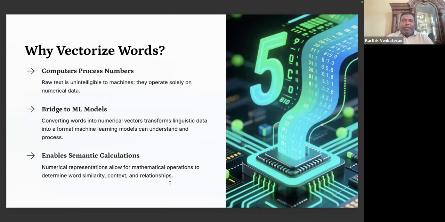Why vectors? I already covered that. Computers process numbers, not text, and ML models understand vectors more efficiently than just numbers or text. And it enables semantic understanding, like understanding the context using mathematical operations.